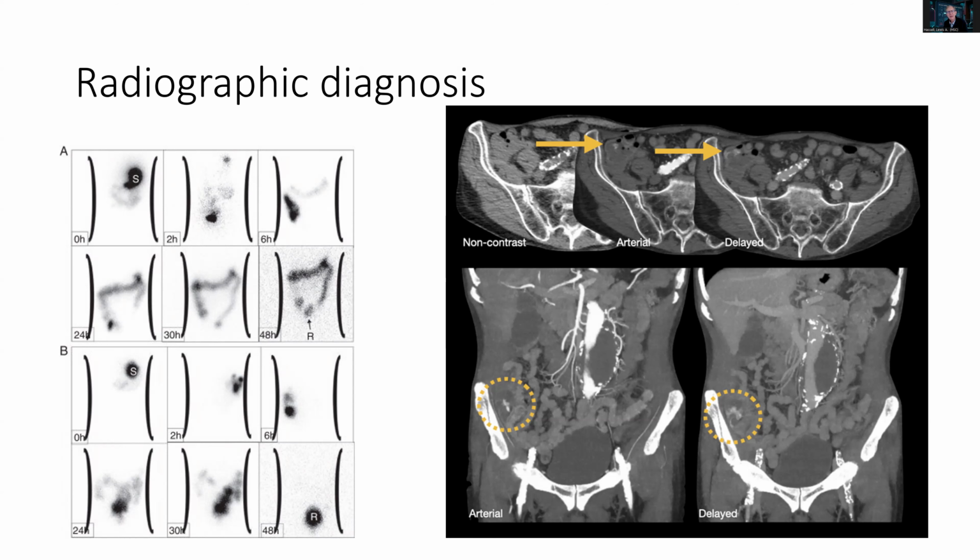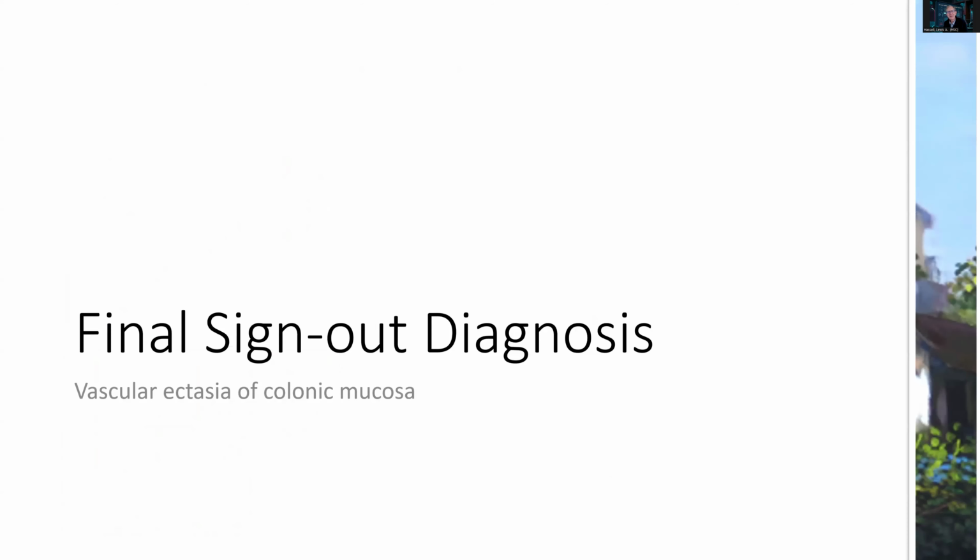So our final sign-out diagnosis on this case was vascular ectasia of colonic mucosa. Next case, but certainly a nice little gem to have in the back of your diagnostic memory so that when it comes along, you'll be prepared.